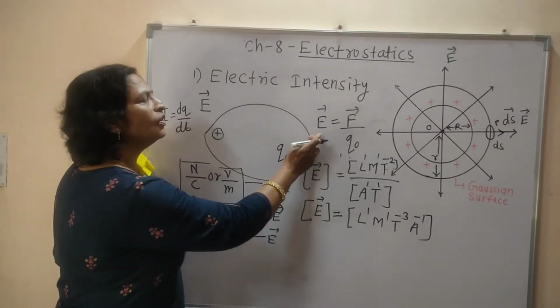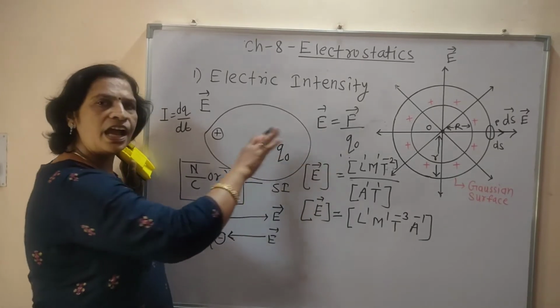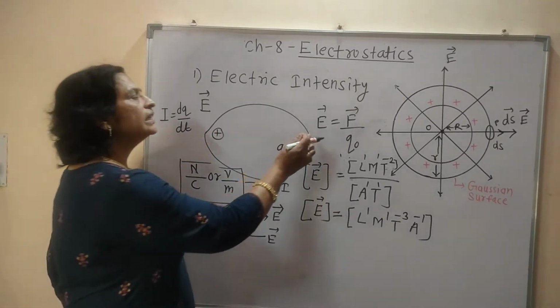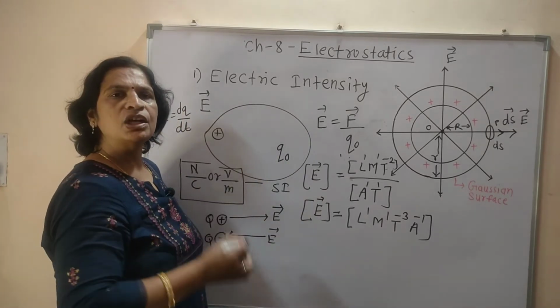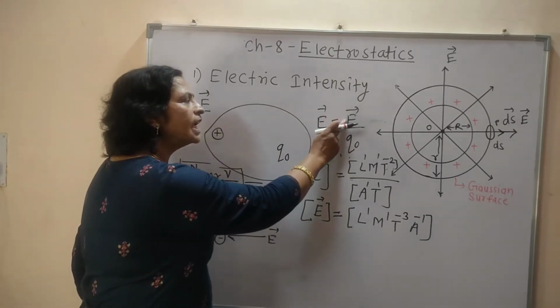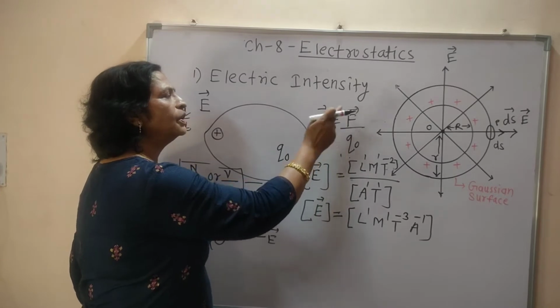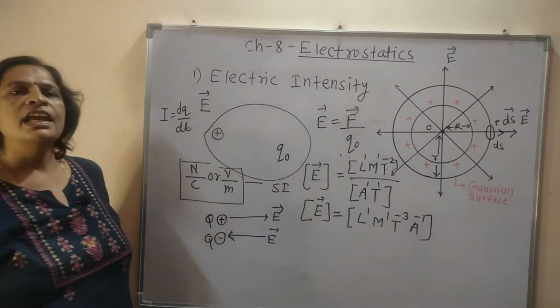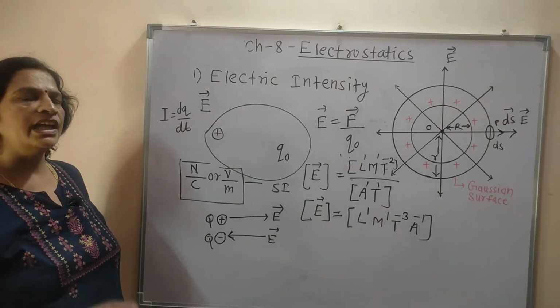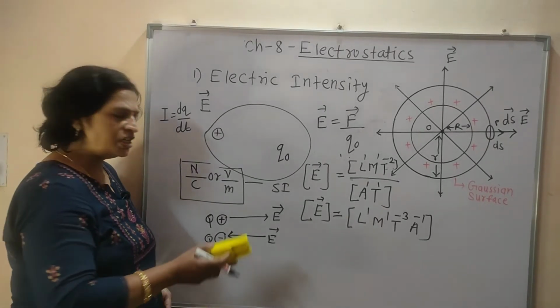And the definition of electric intensity, I repeat: the electric intensity at any point is equal to the force experienced per unit positive charge, that is called the electric field intensity. Are you getting my point?